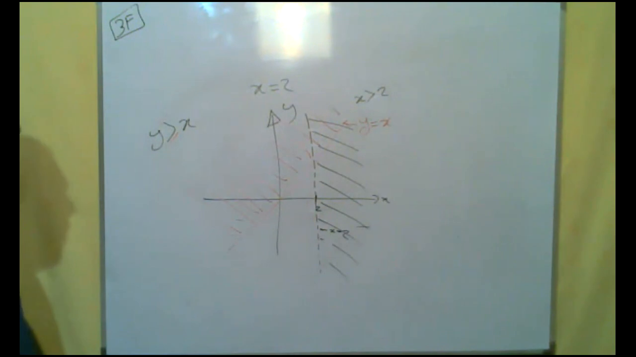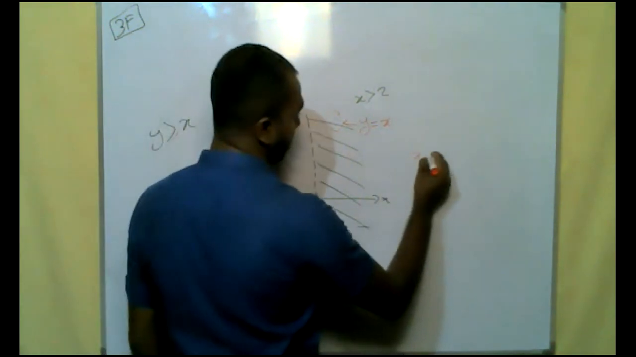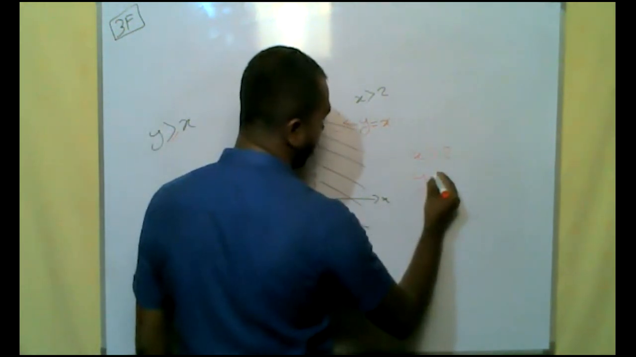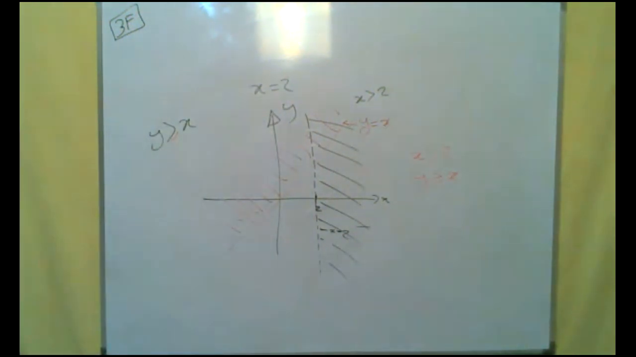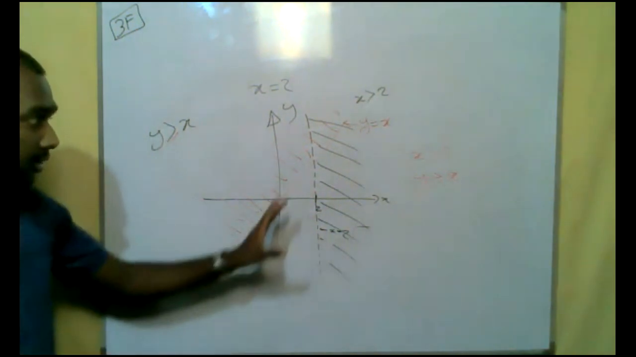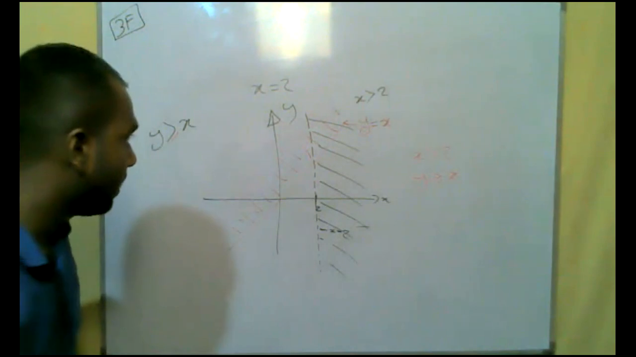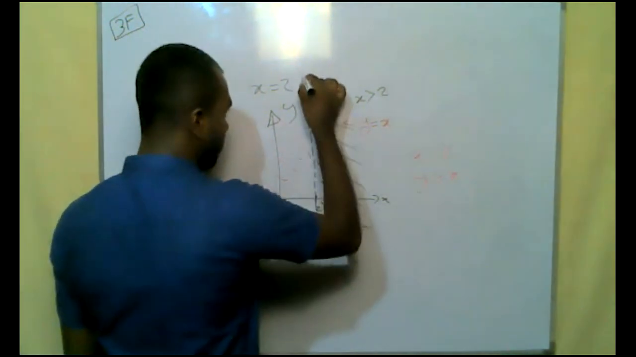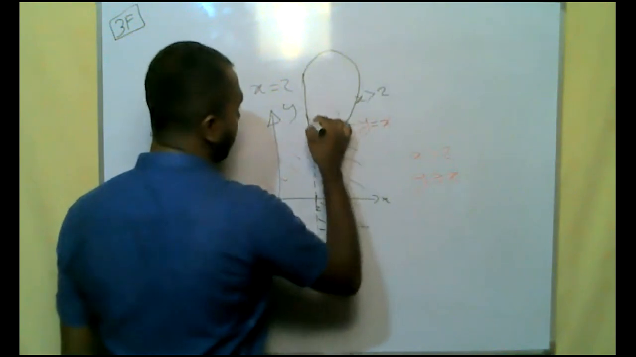So if someone asks you to shade the region where x is greater than 2 and y is greater than or equal to x, then what is the region that we have to select? It should satisfy both of these inequalities. It's going to be the region where both of these two are happening. This is the part that we can have, no?